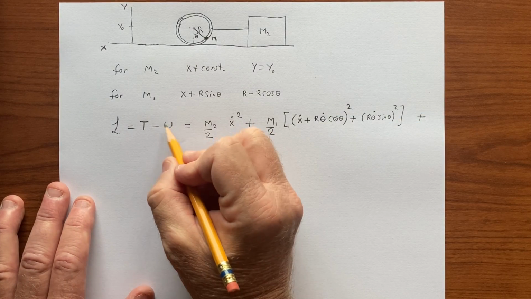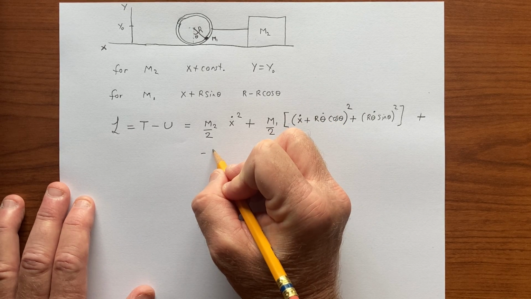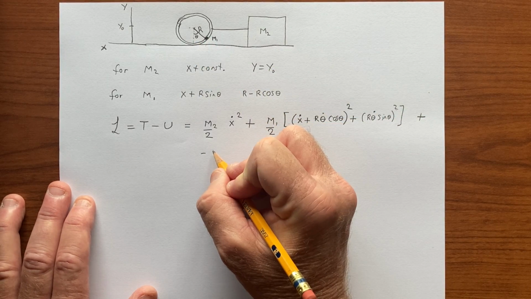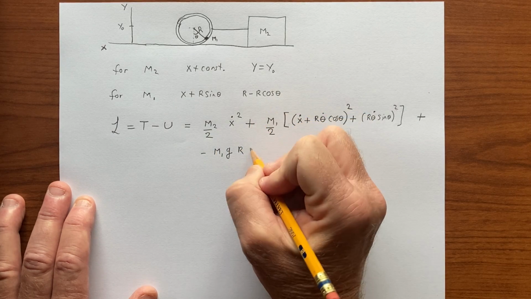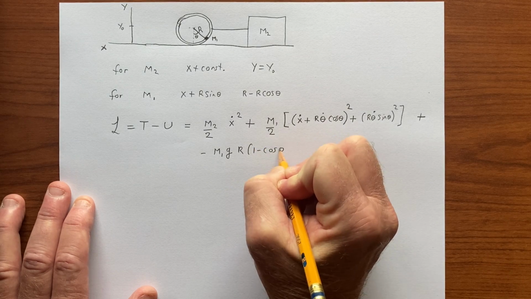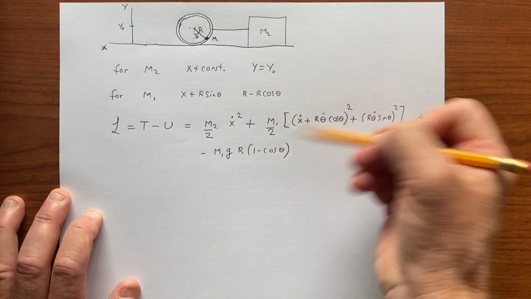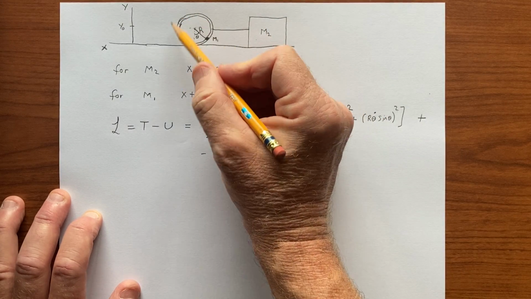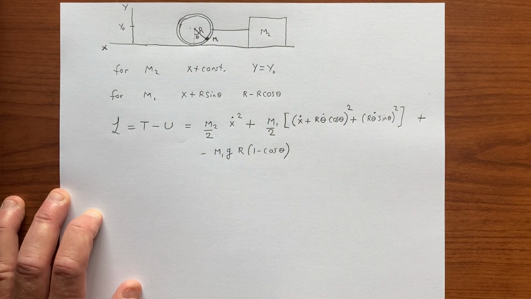And then we add to that minus the potential. The potential energy is only due to this object being at some height. Right here is the height, so we have a minus m1g times r times 1 minus cosine theta. Okay, so that's all the work we needed to figure this out. Notice that we sort of bypass all the constraints, the tension forces and the normal force on the marble, and we can get the equations of motion from this.